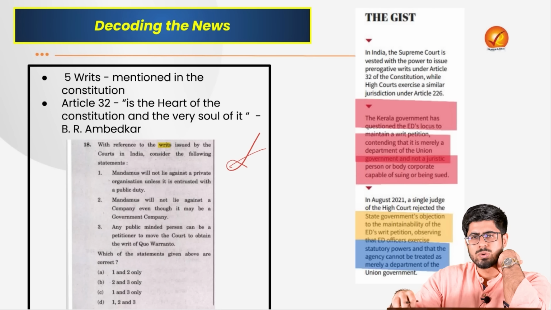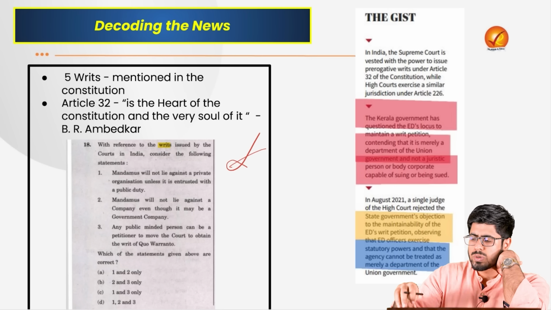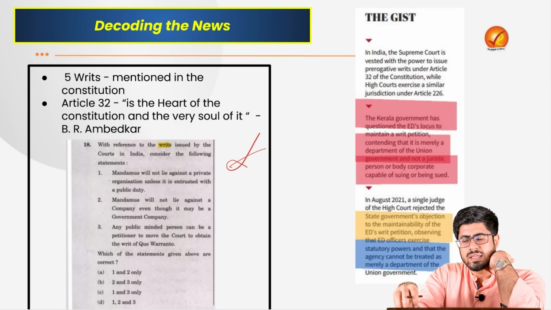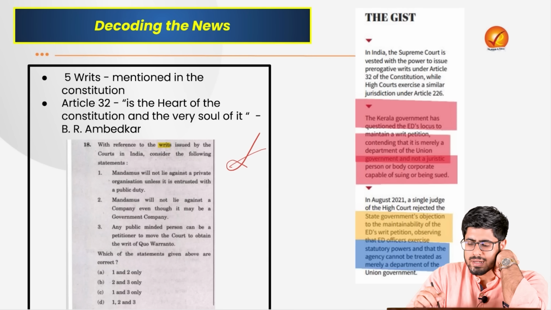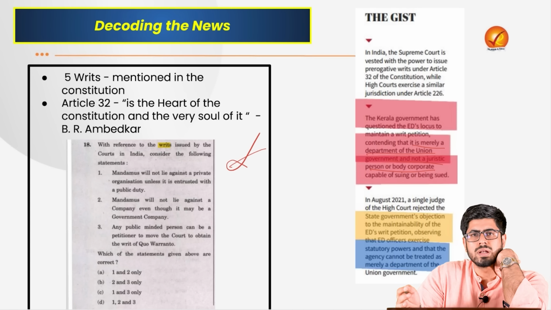It moved to the High Court earlier. The High Court said that you don't have the power. Now the issue has moved to the Supreme Court, and they would decide whether the ED has the power or not. Why is this a concern? Because it is contended that the Enforcement Directorate is merely a department of the union government, and it is not a juristic person or a body corporate which can sue other people, in this case the state government.